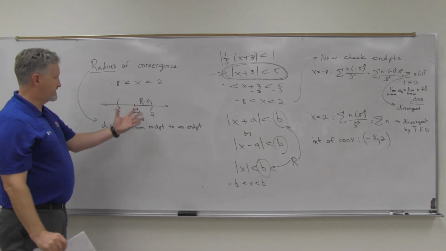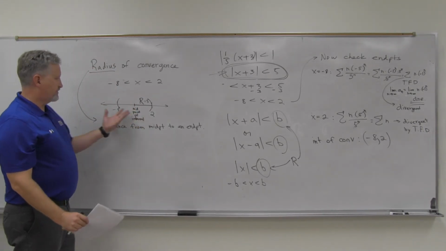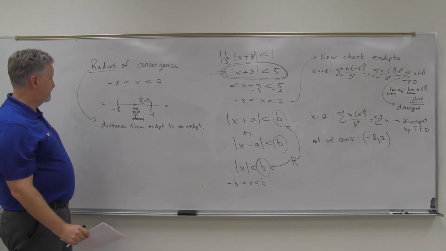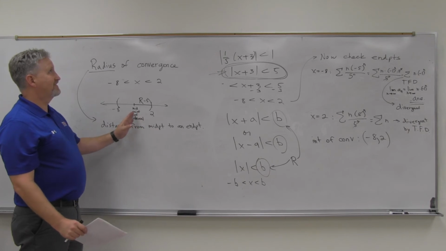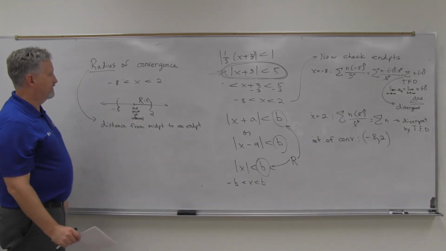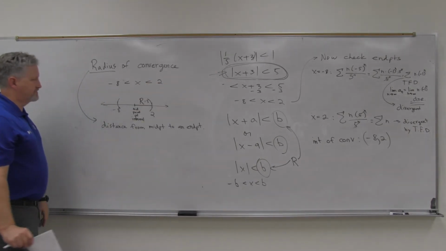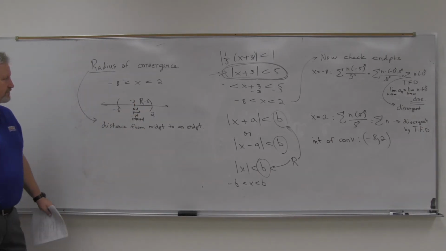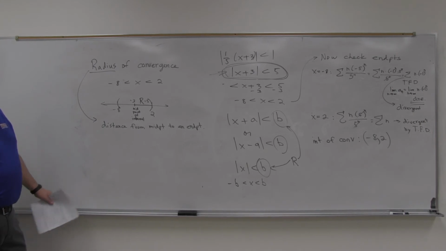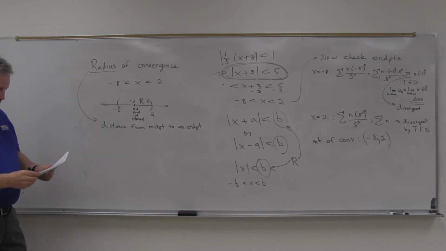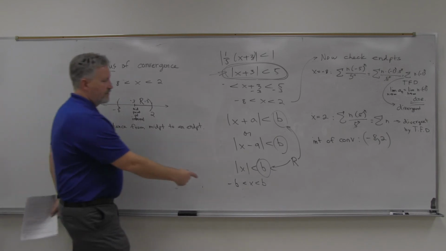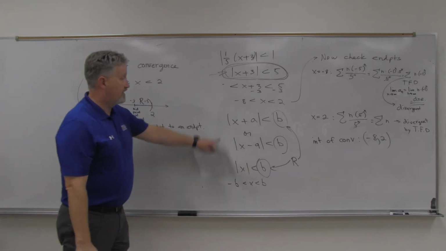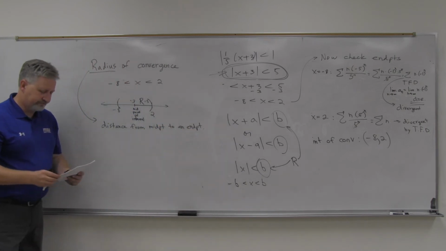Otherwise, you just have to figure out, well, negative 8 to 2, what would the midpoint be? Negative 3. Yeah, that's where the 3 comes in. In both cases, it's 5 units away. So the radius of convergence on these is a whole lot easier because it's not shifted. But if you've got it in this form, it's not that bad either.